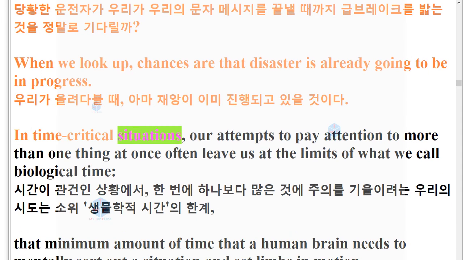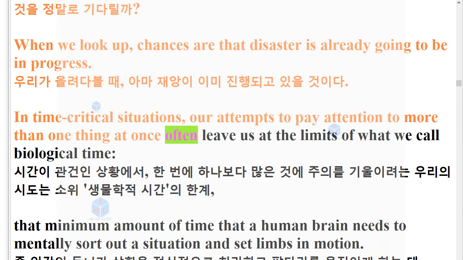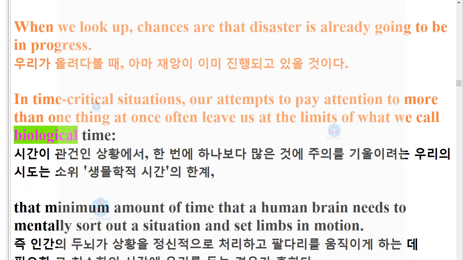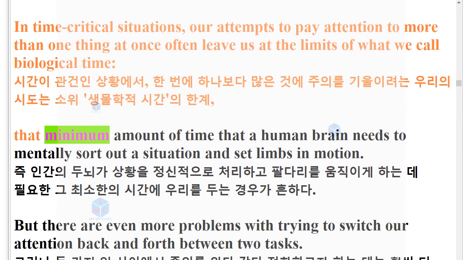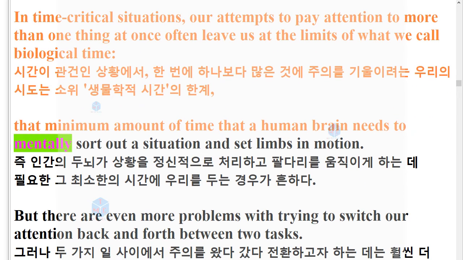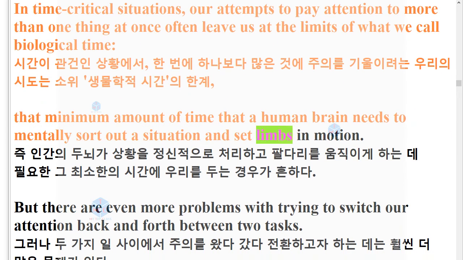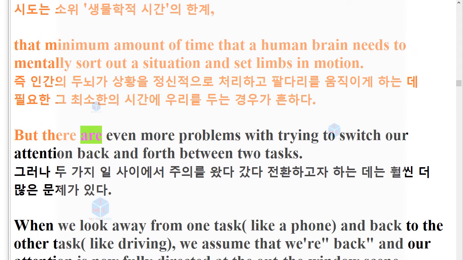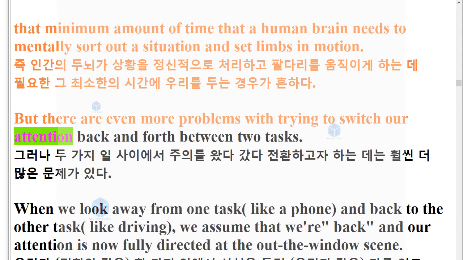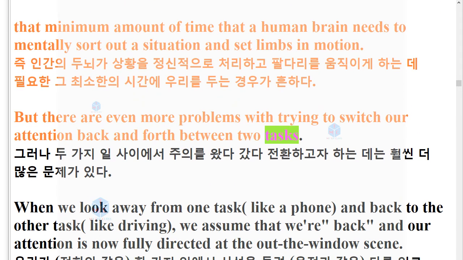In time-critical situations, our attempts to pay attention to more than one thing at once often leave us at the limits of what we call biological time. That minimum amount of time that a human brain needs to mentally sort out a situation and set limbs in motion. But there are even more problems with trying to switch our attention back and forth between two tasks.